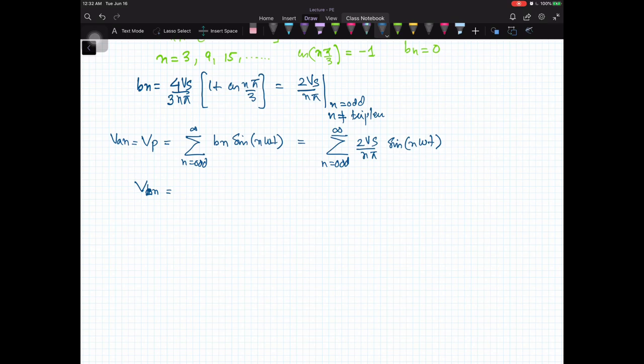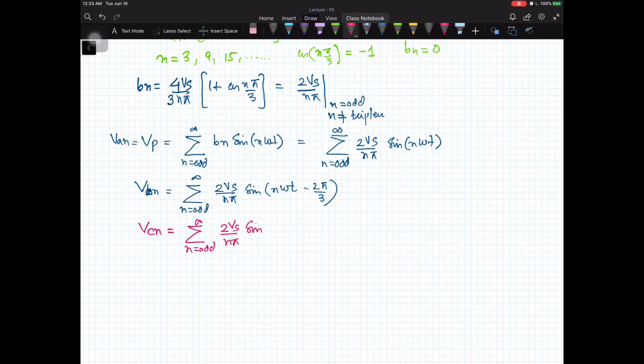Now if I write down the expression for phase B, I can write it like that, n is an odd number up to infinity, 2Vs by n pi into sine of n omega t minus 2 pi by 3, because the second waveform is exactly the same in terms of structure and magnitude, but only delayed by an angle of 120 degrees, right? And now the expression for phase C will be 2Vs by n pi into sine of n omega t minus 4 pi by 3. So we can represent our phase voltages with the help of these Fourier series expressions, right?